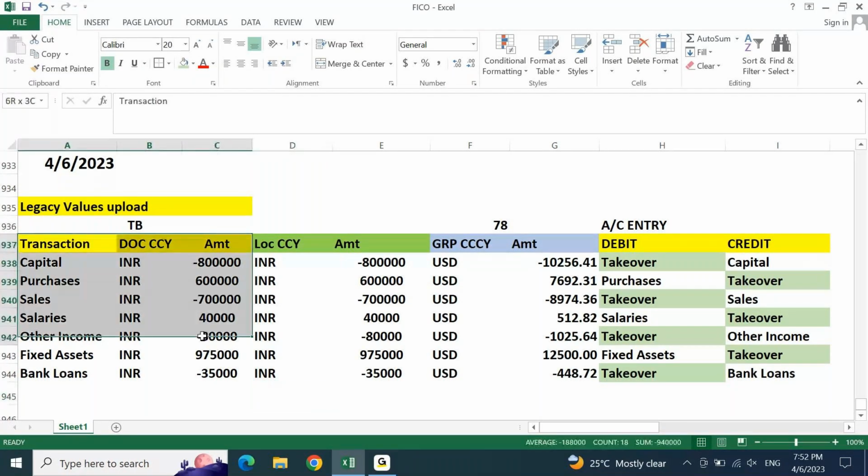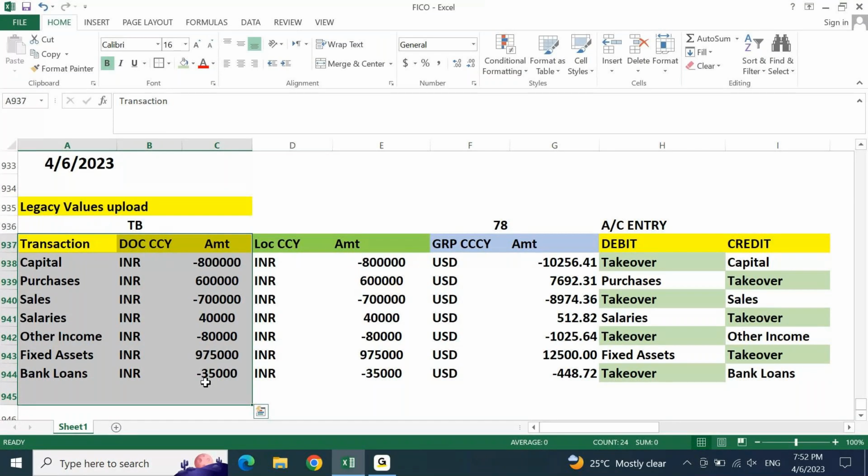Your trial balance is always given in both currencies, a document currency and a local currency. Now, you may have a doubt why we will receive the trial balance in document currency. You will receive it because there are some GL accounts which are foreign currency based. Let's say I have a bank account which is operated in Singapore dollars. What will be my account currency for that particular GL account? Singapore dollar.